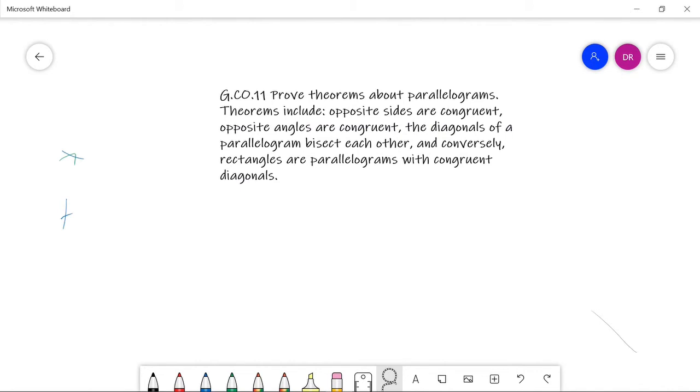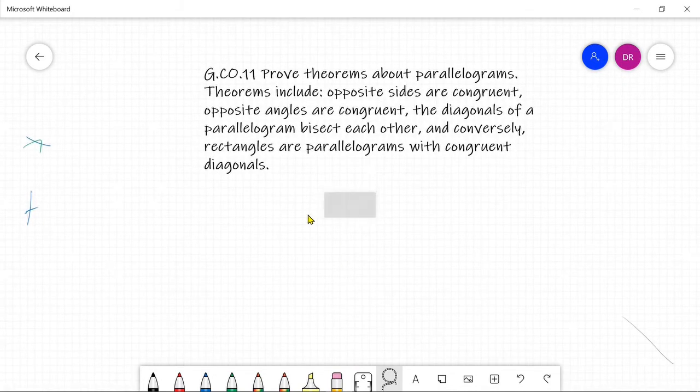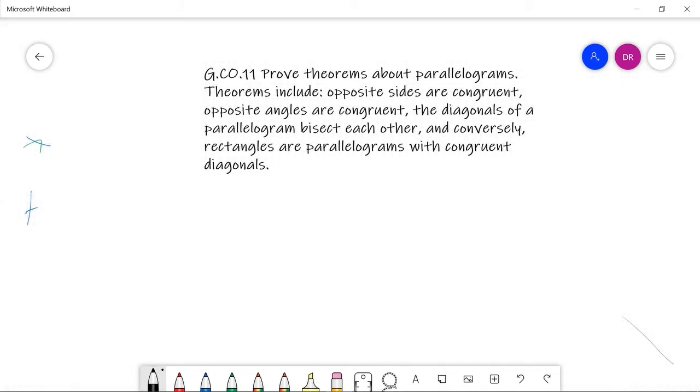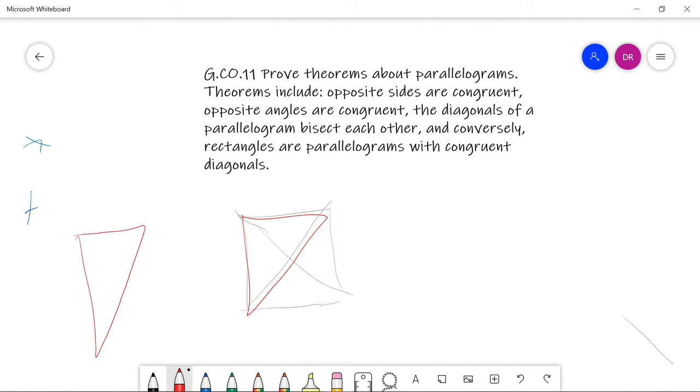Let's begin with proving how rectangles are parallelograms with congruent diagonals. Okay, let's draw a rectangle. So, bang, rectangle. So I have to prove that diagonals are congruent. By looking at this, you can see that we have two triangles here. So that triangle, let's bring that out, and this triangle be that.